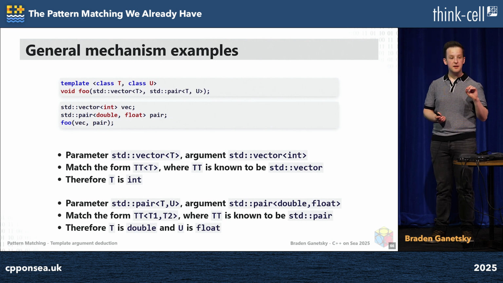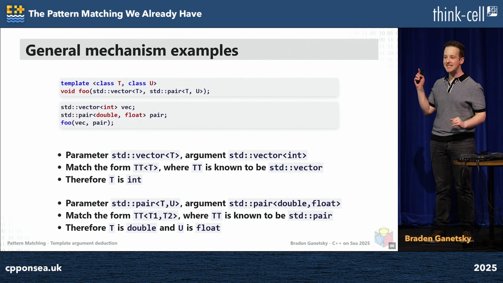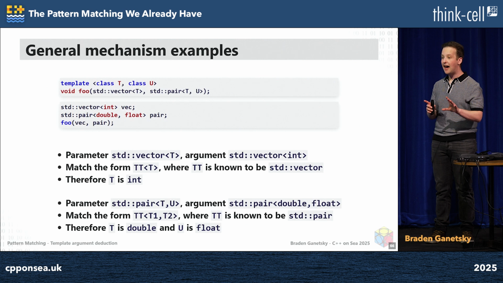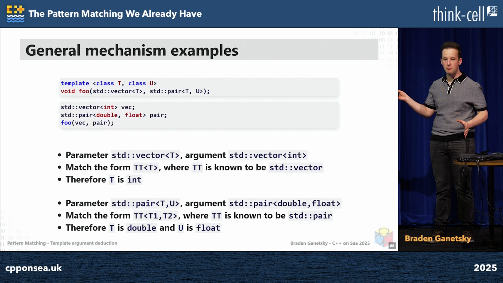So in the first parameter argument pair, T is deduced to int. In the second parameter argument pair, T is deduced to double. Does this code compile? No, this code does not compile. This is a template deduction failure, or a template argument deduction failure. Now, if I had more overloads of foo, the compiler could try other overloads. That's getting into SFINAE, but that's not part of this talk.